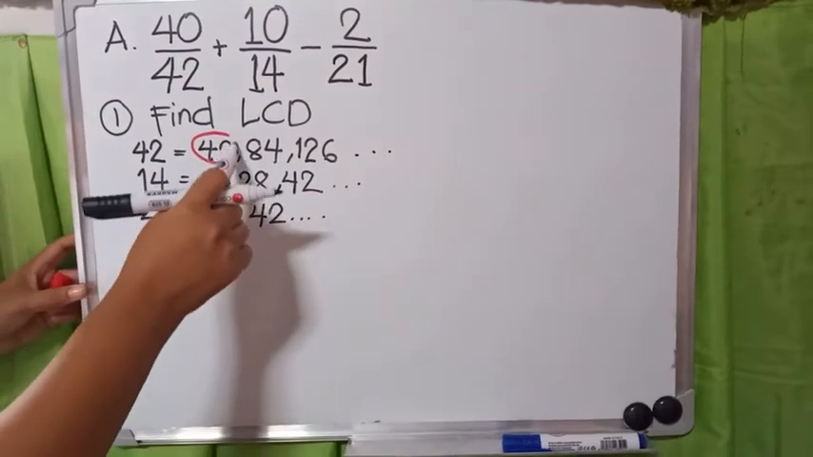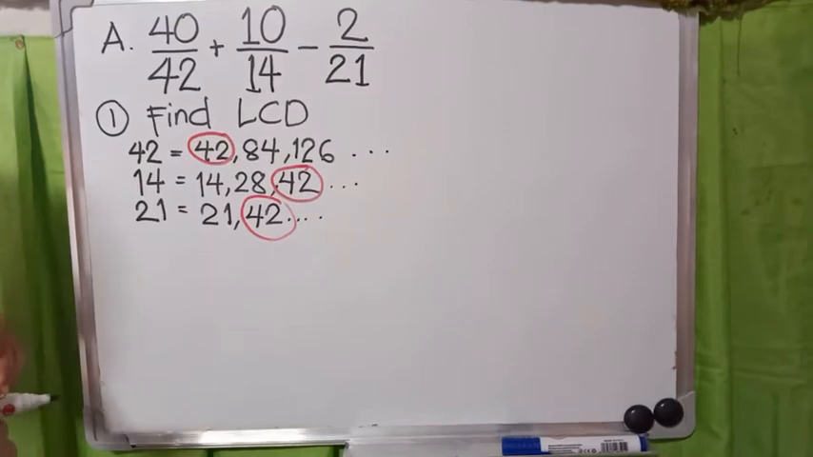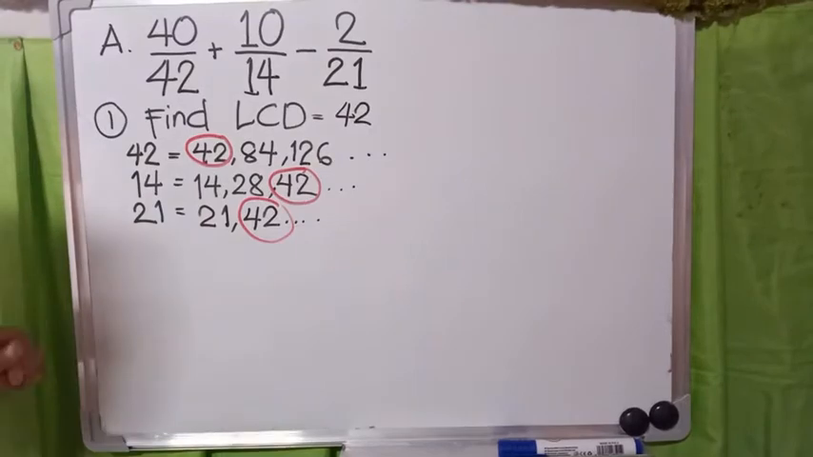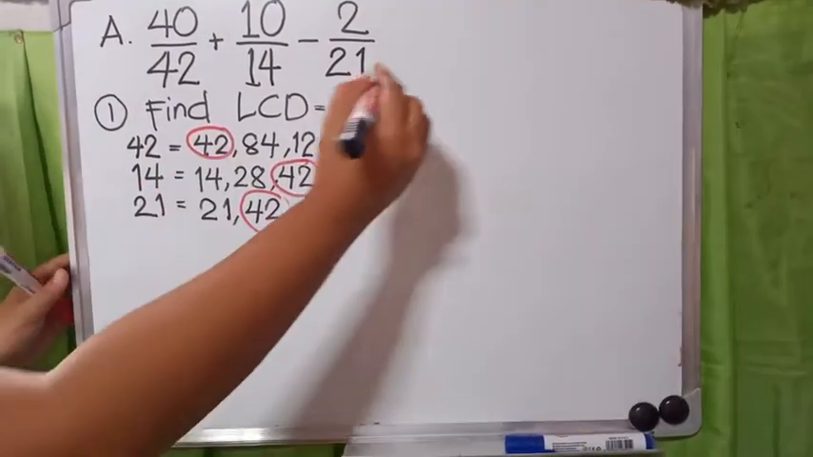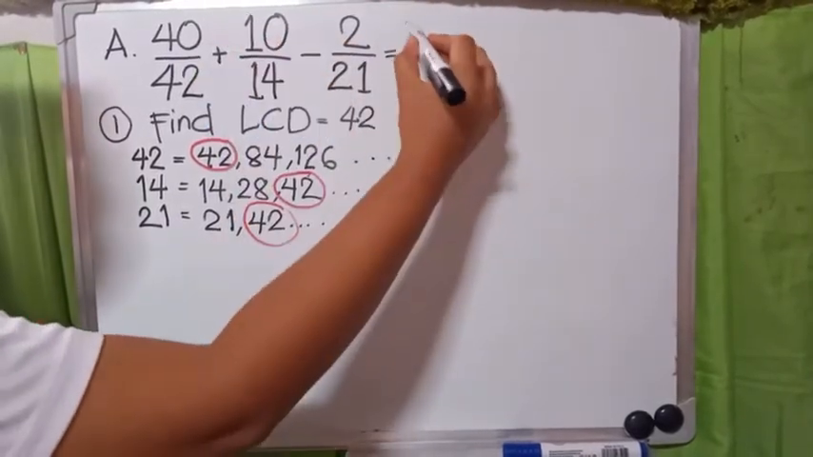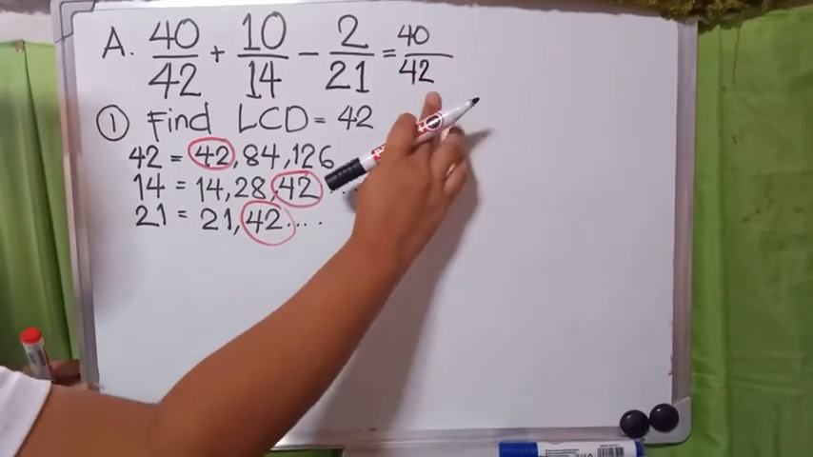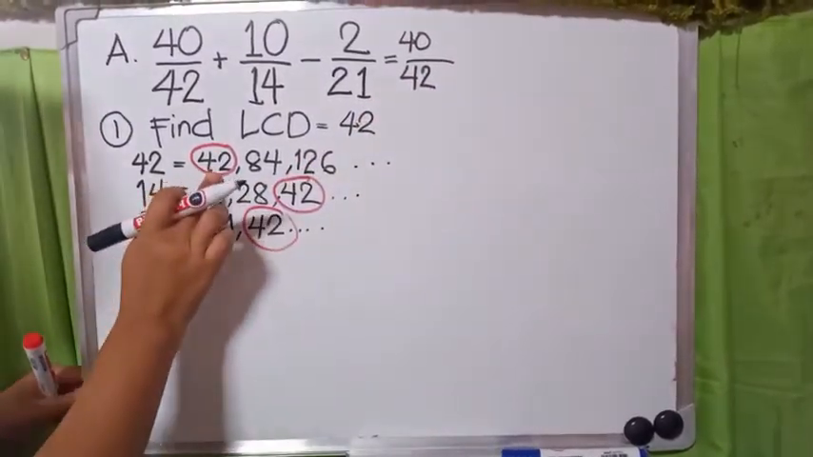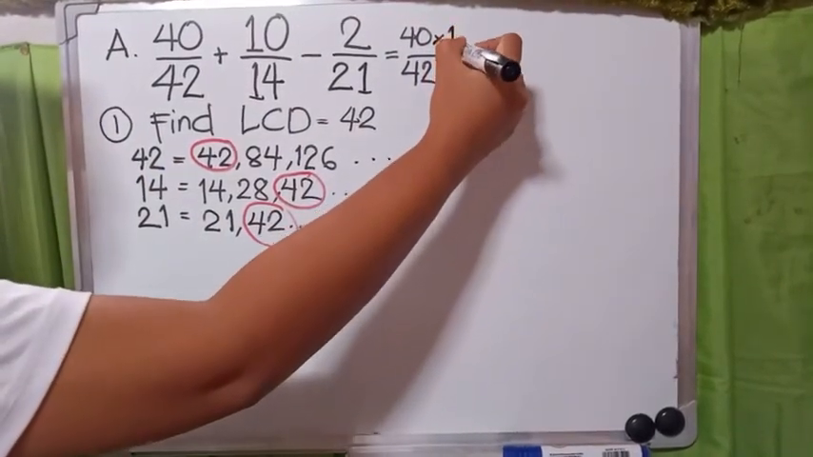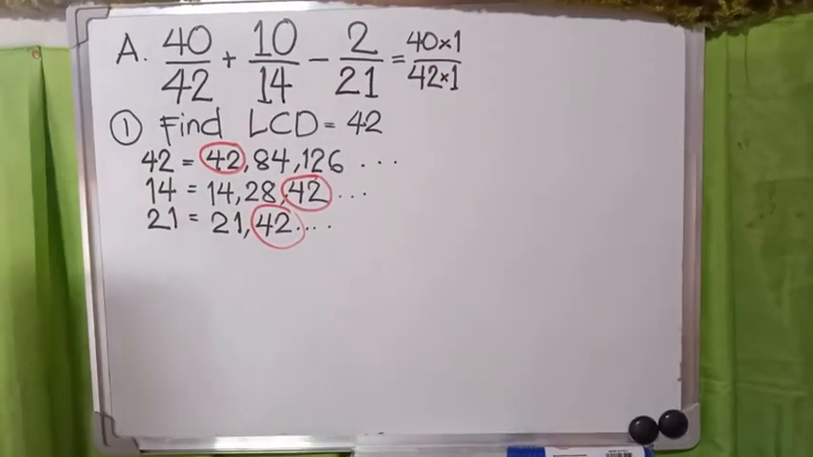So this would be our new denominator, wherein our LCD is 42. The thing that we need to do here is copy our 4 over 42. How many do we need to multiply to get 42? If we count here, 1. So we will multiply it by 1 in both numerator and denominator.